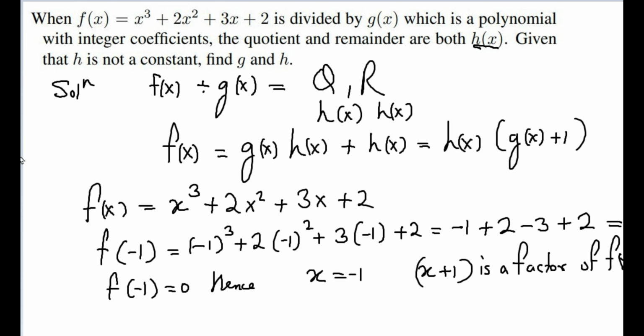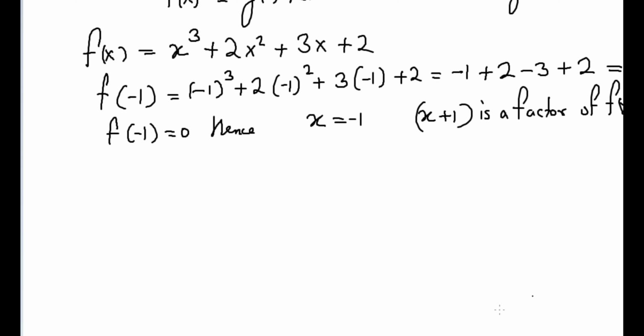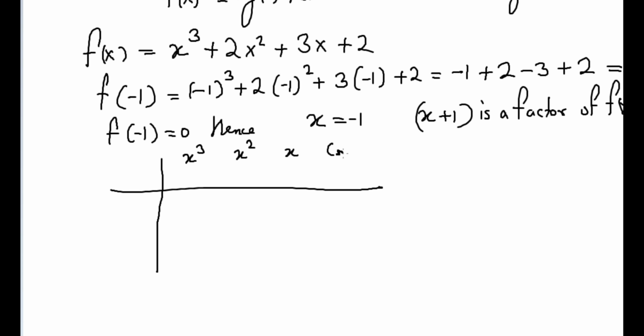Now if it is a factor and we divide by x plus 1, what are we going to get? We can use the synthetic method, synthetic division. If you don't know it, you can watch my video from two videos before this, where I have explained it. Let me tell you again. You need to write the coefficients of x cube, x square, x and the constant term: 1, 2, 3, 2. Now divide by negative 1 like this.